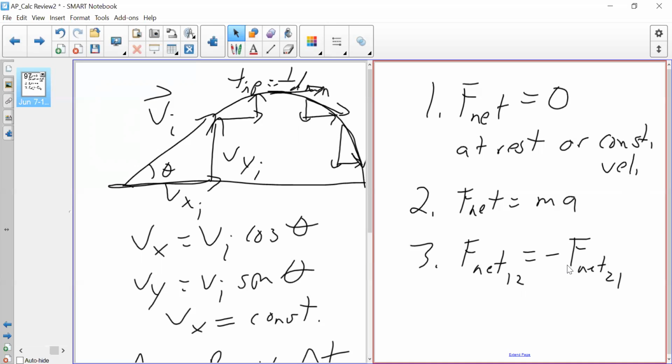Give me some feedback. Were the Newton's laws okay? Do you need to see another example on that? Okay, we have one last one here. Okay, well, we can look back at that one.